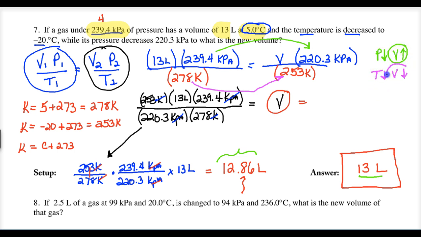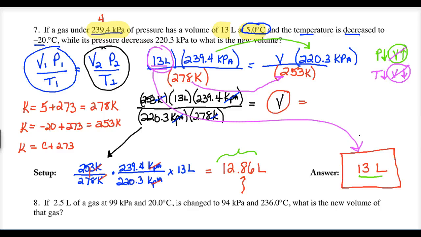So you can see that the pressure decreasing would make the volume go up a little bit, because the pressure decreased a little bit. And by the temperature decreasing, the volume would decrease a little bit. These two variables make the volume go up a little bit and decrease a little bit, and because they're going in opposite directions, they pretty much offset each other. That's why we're left with essentially the same volume that we started with, and that makes sense.